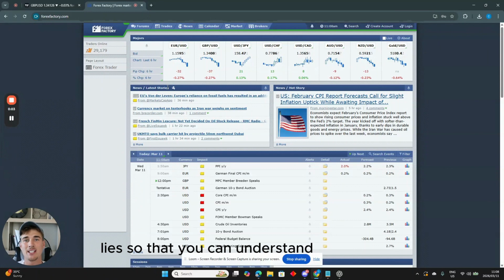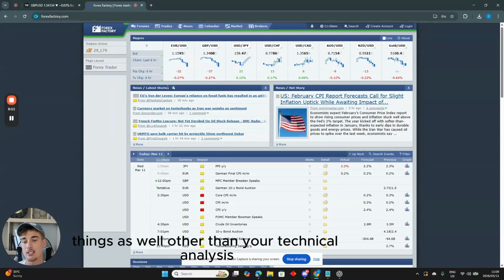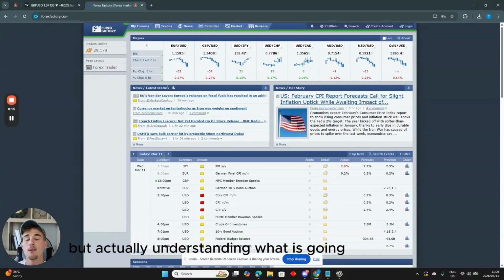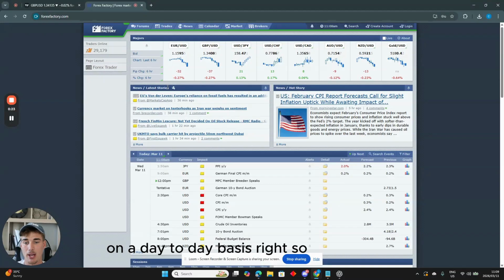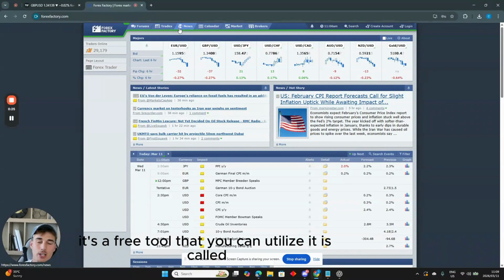Price so that you can understand what is actually going on in the market, when we can expect volatility, when we can expect volume. It's probably one of the most key things as well, other than your technical analysis and your risk management, but actually understanding what is going on around the world to identify how your trade is going to go or what you can expect in the market on a day-to-day basis, right?